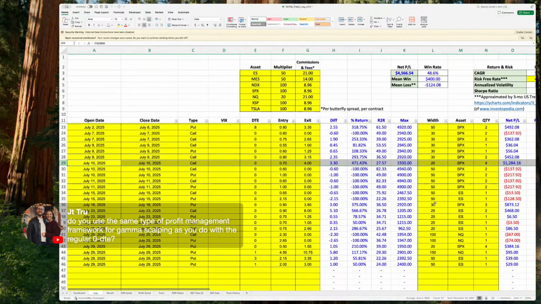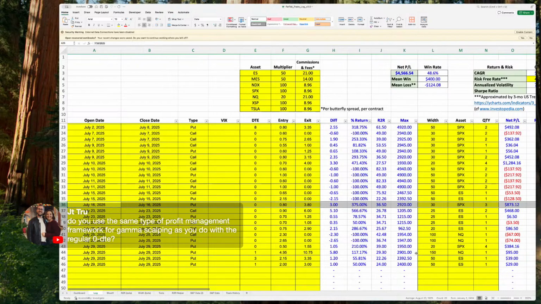Other gamma scalps that I've put on here. This was another one right here, mid-July. 30 wide, three contracts. That's usually how I can tell it was a gamma scalp, because I put a bunch of contracts on. I was very close to the money, made $3. So I made almost $900 on that one.